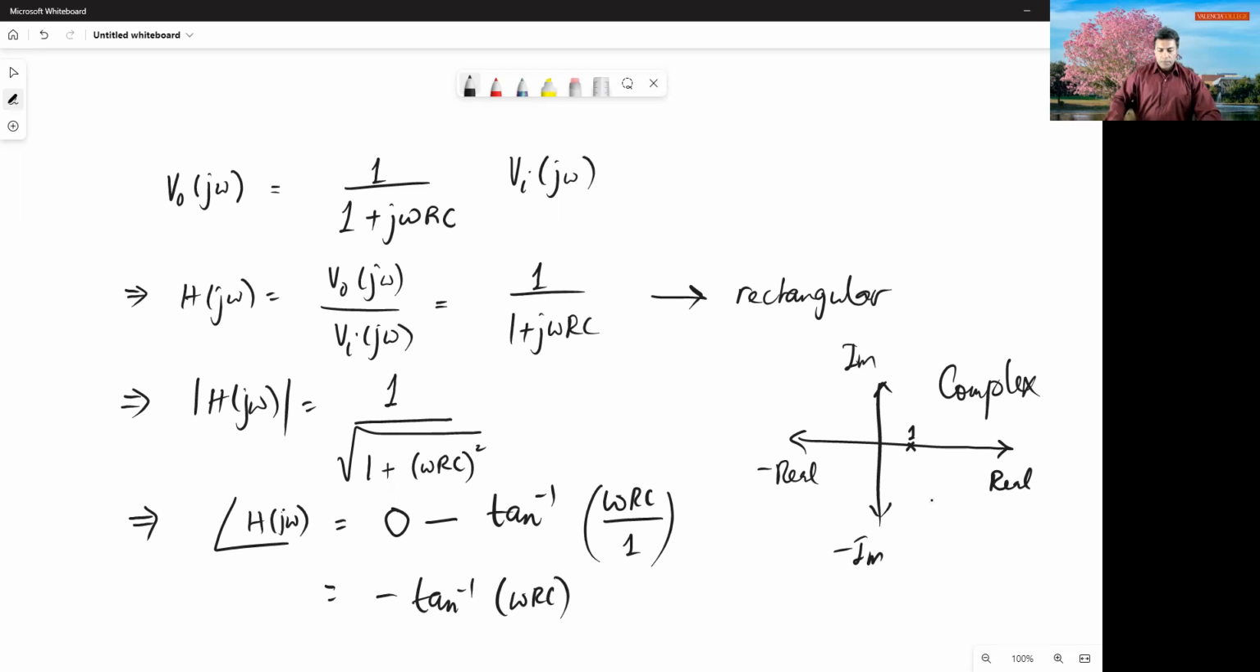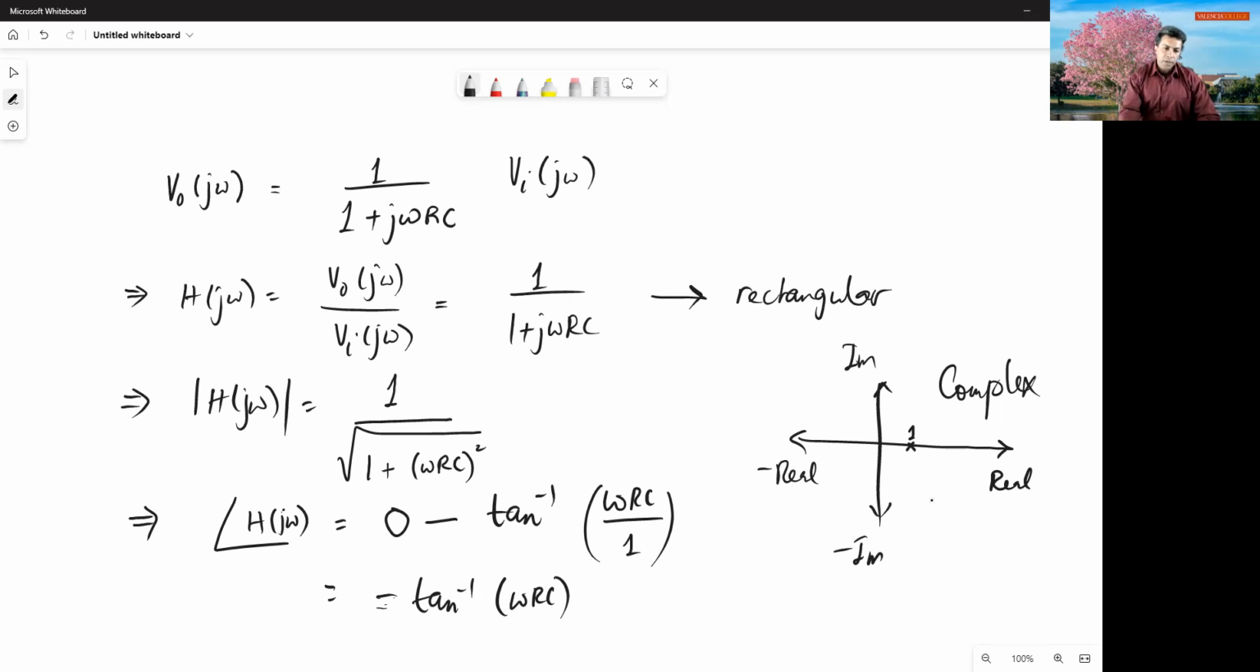So as omega increases, starting from 0, the phase is 0 initially, and as omega increases, the tangent inverse is going to go from 0, and since it's negative here, it's going to travel through different angles. And when omega RC becomes quite large, the tangent inverse of a very large number asymptotically tends to 90 degrees. So in this case it's going to be negative 90 degrees, of course, because we have a negative sign here. So the phase is going to change from 0 degrees to negative 90 degrees.